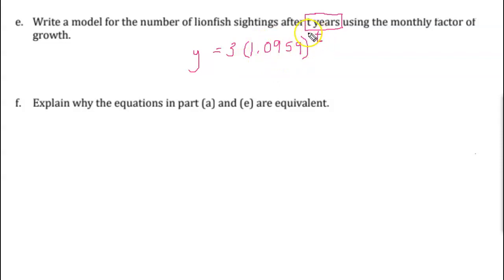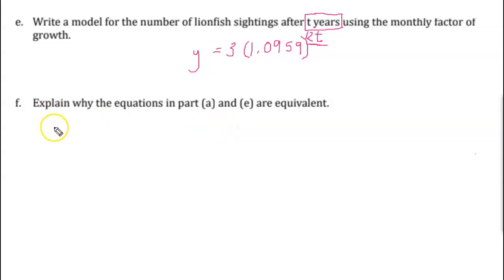So if T is years, I need to remember that there are 12 months in every year. So for 1 year, I would actually have to multiply this 12 times. And so for half of a year, half times 12 would be 6, so I would multiply this 6 times. So I do need to take into account, if T is still years, but this is a monthly growth rate, I'm going to have to multiply this exponent by something to make sure that it actually multiplies the same amount of times.